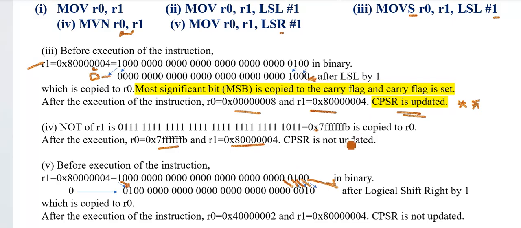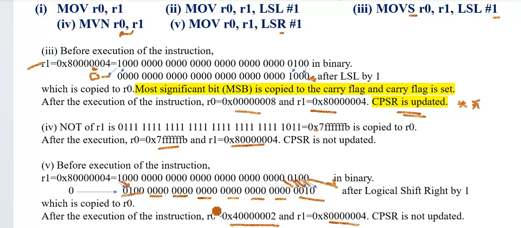And after that you have to write the answer. Again, this is in binary format, so 32 bits are there. Group it and write in hexadecimal. So 0100 is 4, then zeros, and 0010 is 2. So the answer is 0x400002. You have to write what is the content of R0, what is the content of R1, and CPSR content after each instruction. So R0 value is now 400002. Then R1 will have the original value. And observe, right shifting is dividing by 2. Actually 80004 becomes 400002.